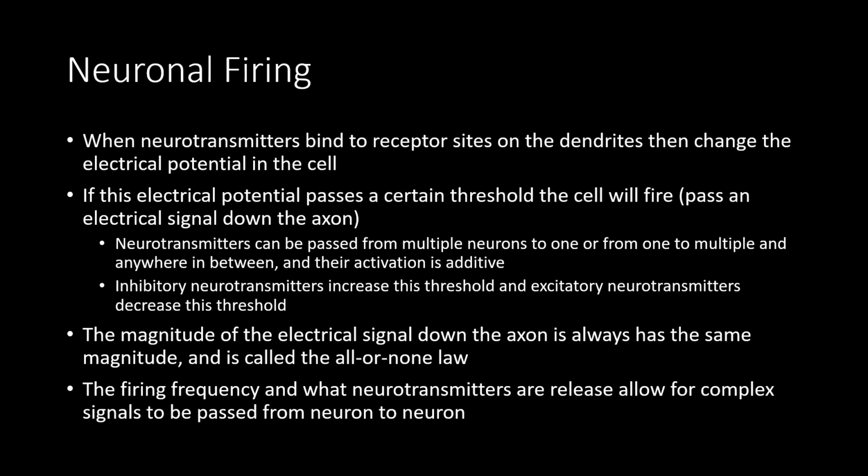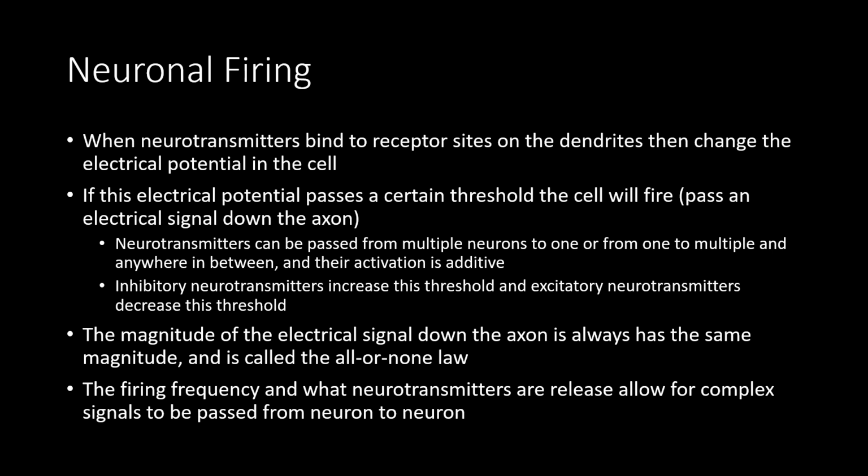When it comes to neuronal firing, this is when neurotransmitters bind to the receptor sites on dendrites of the postsynaptic neuron, and these change the electrical potential in the cell. This just means the current state of charge within that cell. And if this electrical potential passes a certain threshold, then that cell will fire. And whenever we're talking about a neuron firing, we just mean it's passing a signal down the axon.